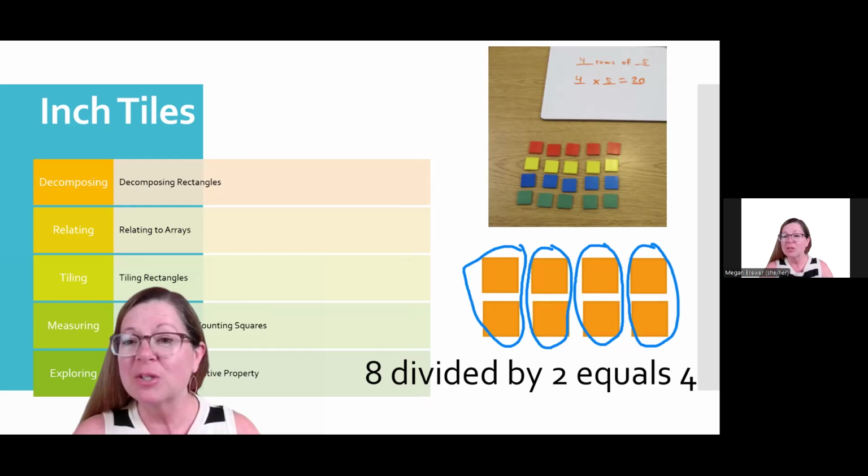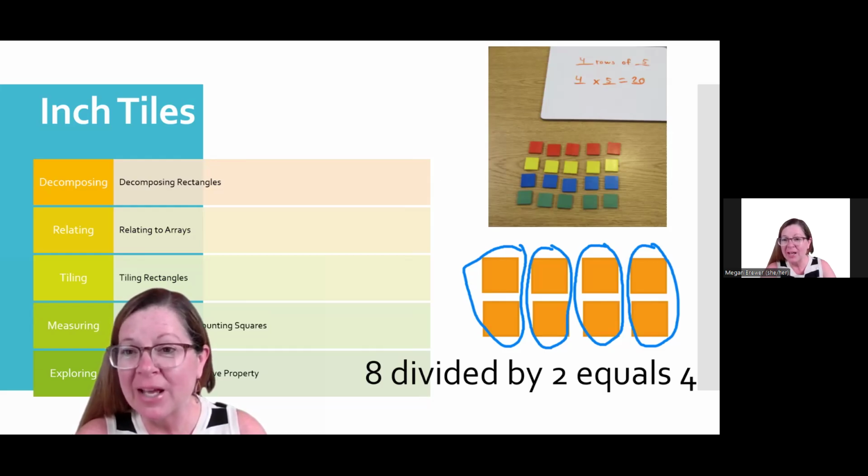Fluently multiply and divide within 100 using strategies such as the relationship between multiplication and division, knowing that 8 times 5 is 40 because I know that 40 divided by 5 is 8. Or use the properties of operations. Do you remember those? Distributive property, associative property, commutative property. It's not so important in third grade that students can name the properties, but that they understand the underlying concepts of what's going on in the properties.